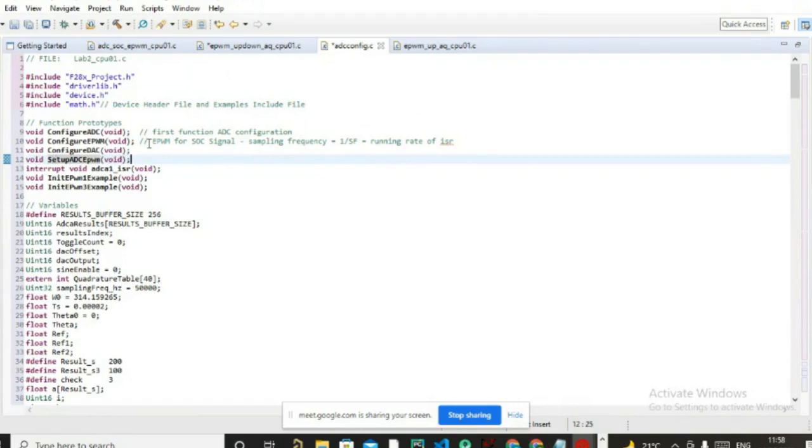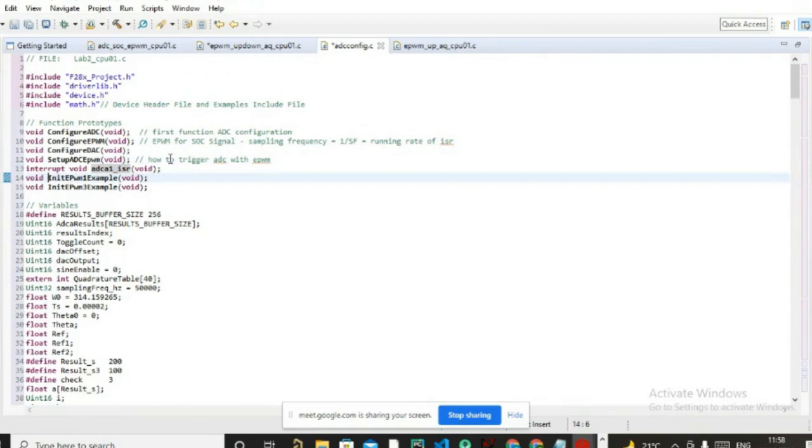Then you have ADC EPWM. Okay, so this particular function is also there. So 3 functions we need for ADC. One is for configuring ADC. Another one is to configure EPWM for the start of conversion signal. And then how we are triggering our ADC with EPWM, how to trigger your ADC with EPWM. Okay, this is for your void ADC EPWM. And this ADC ISR I told you, it will come after 1 by sampling frequency.